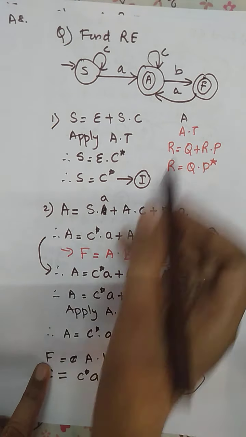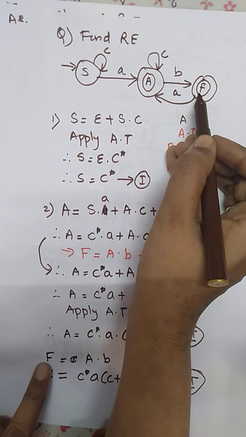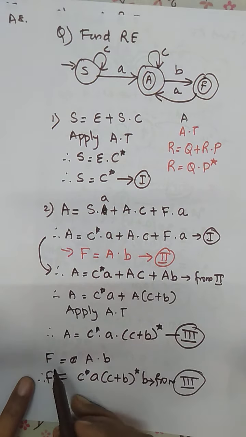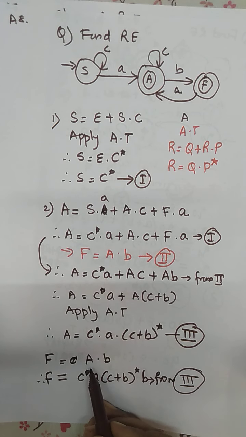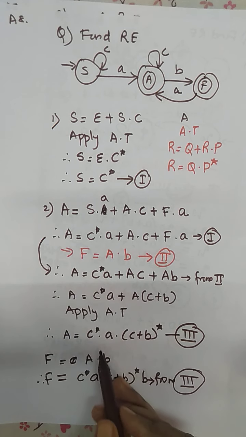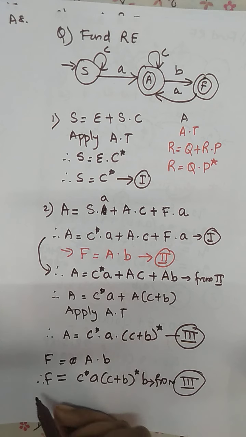And at the end, A is also a final state, F is also a final state. So we have to find the final state F in the form of A. The value of A is already given. Substitute the value of A, and we will get the value of F.